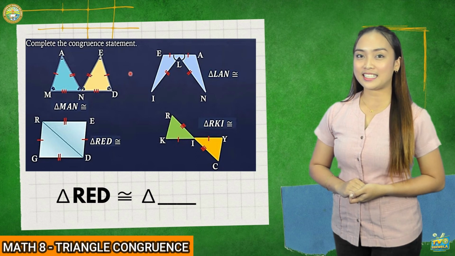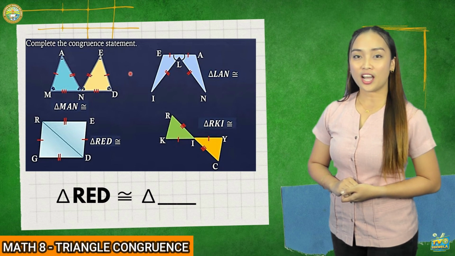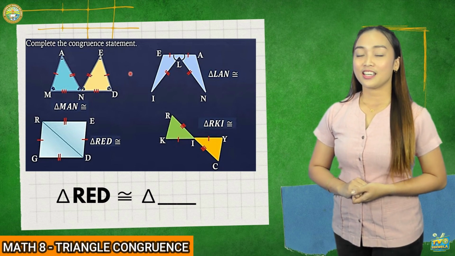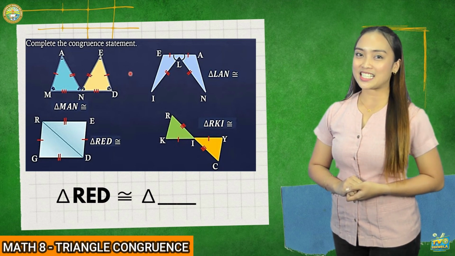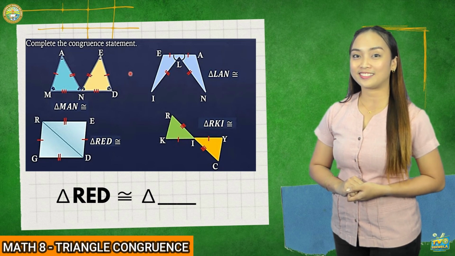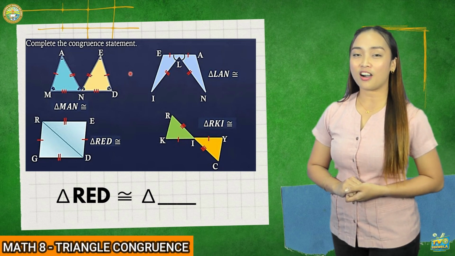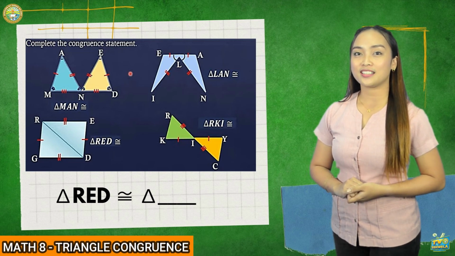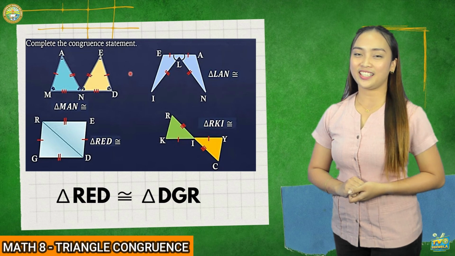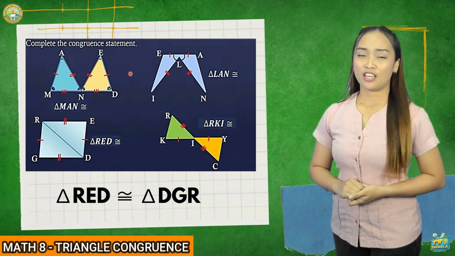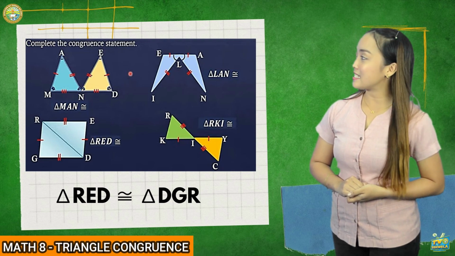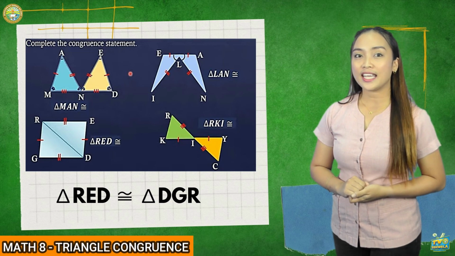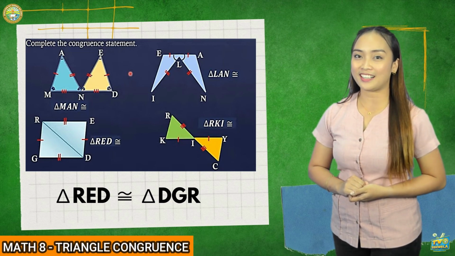Number 3. Triangle RED is congruent to, please name the triangle and list vertices in corresponding order. Triangle RED is congruent to triangle DGR. Good job! If you can observe, it started from the double markings going to the single markings. That's why it's DGR correspondingly.